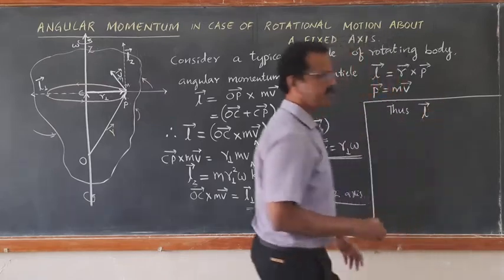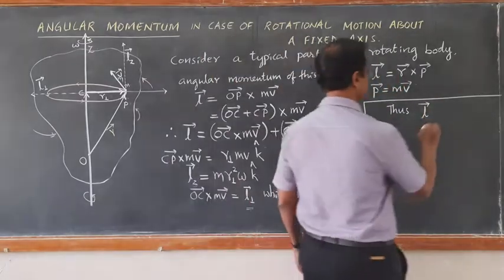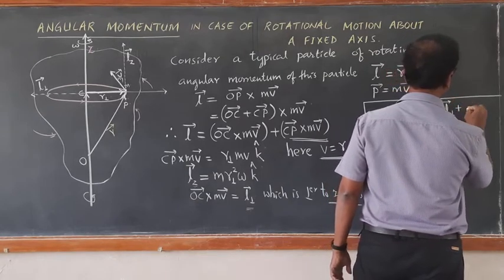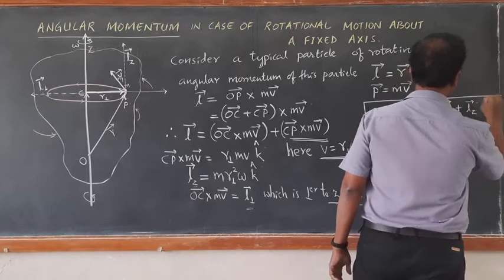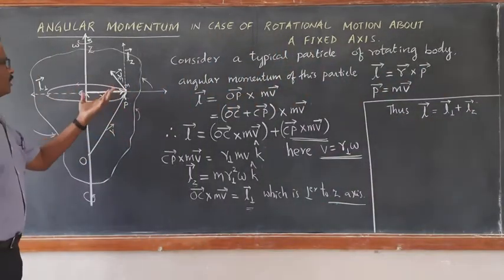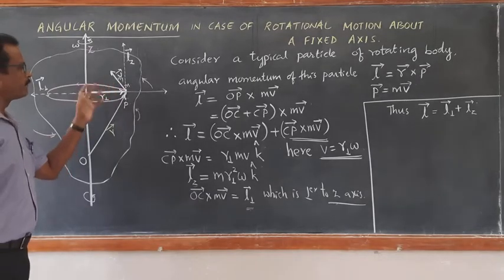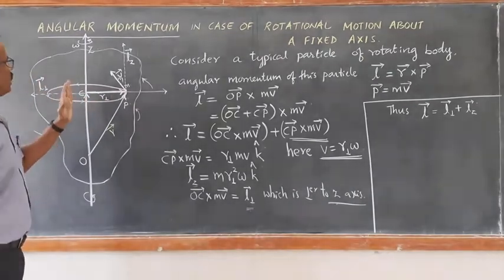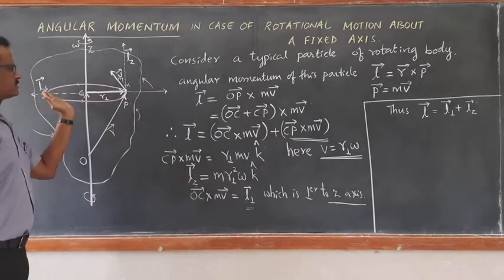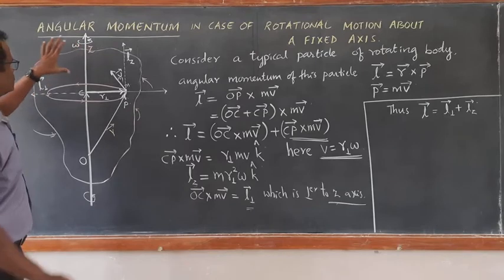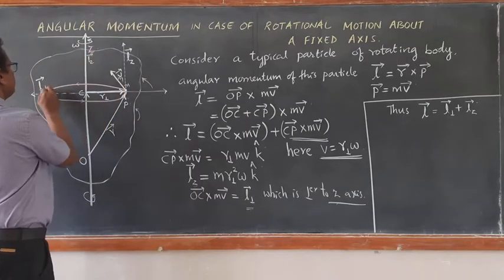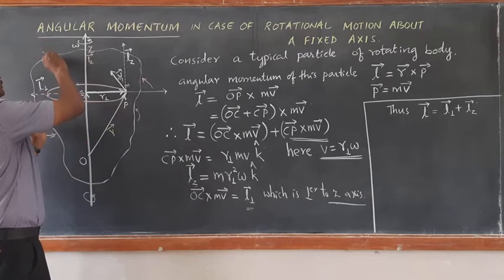For a single particle, angular momentum L vector becomes equal to L perpendicular vector plus Lz vector. It means the angular momentum of this particle of this rotating body is not along the z axis, not along the L perpendicular axis. It is the resultant of these two vectors. That is, this is Lz and this is L perpendicular. The resultant of these will be somewhere here.